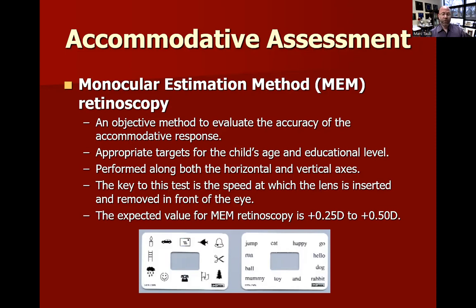And this is performed with targets that are based on the patient's age and educational level. So you can see in the bottom left, we've got cards with pictures on them, but then we also have cards with words on them. And the expected value for this is just a little bit hyperopic. So you remember have to do each eye individually. Both eyes are open at the same time, but you're scoping each eye individually and each axis individually.